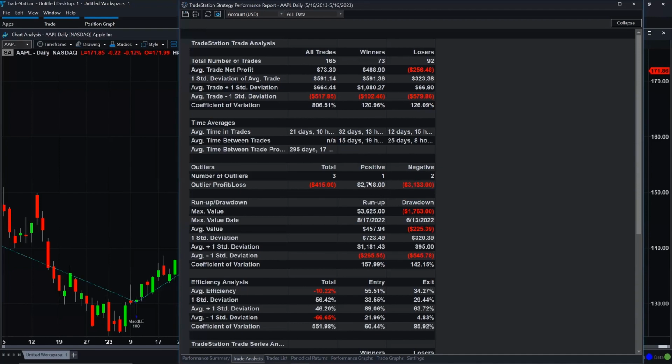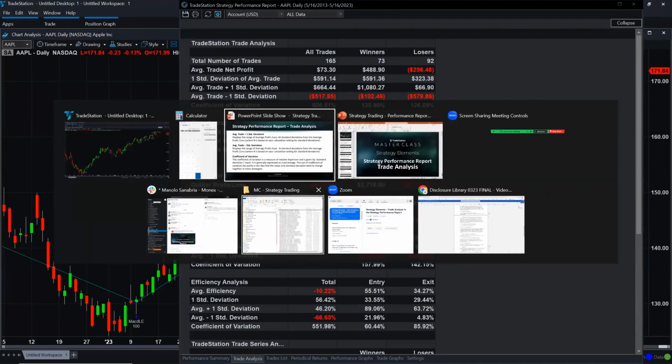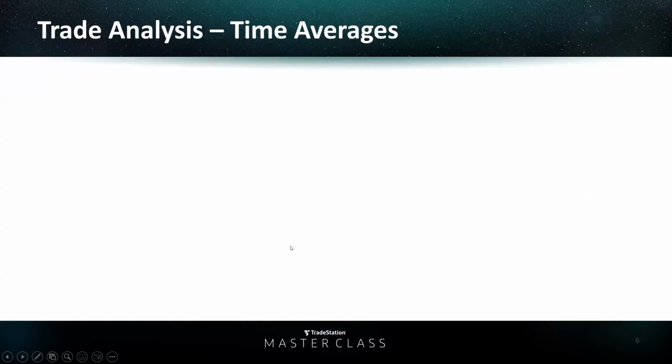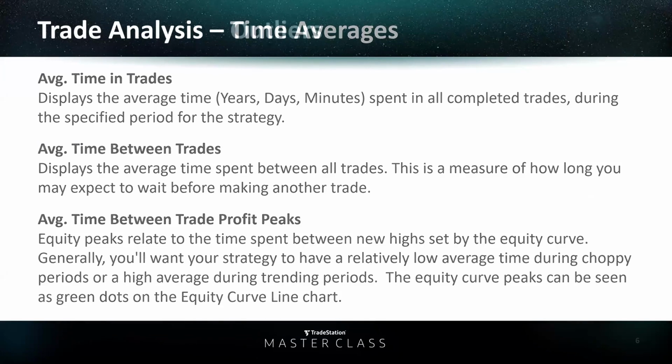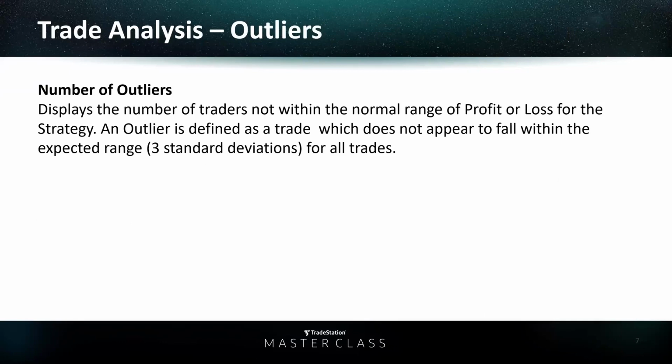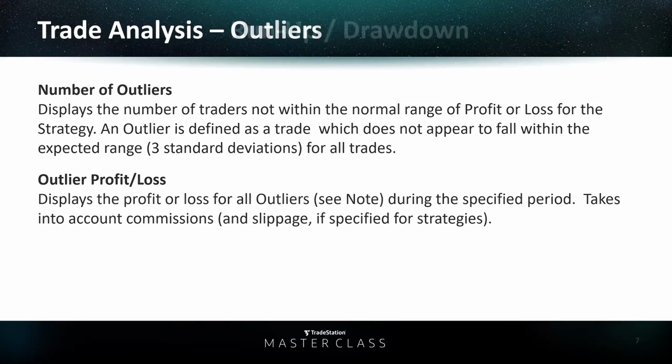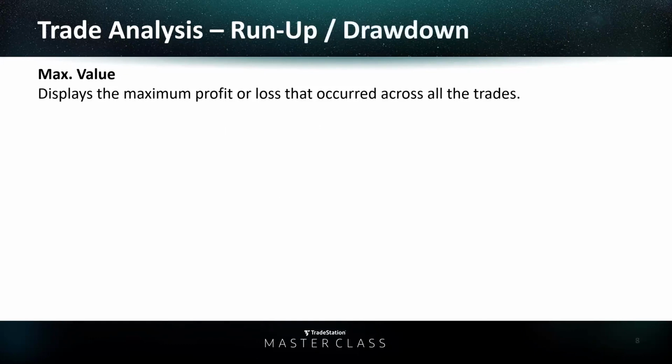If you wanted to have a little bit more information about these trades, just keep on looking down below in this section for run up and drawdown. If you don't know what run up and drawdown is, just go to the PDF that I shared with everyone. So these are some of the things that we didn't read because the definition is kind of obvious: average time in trades, between trades, and between trade profit peaks. Here is a definition of outliers. And here is the definition of run up and drawdown.